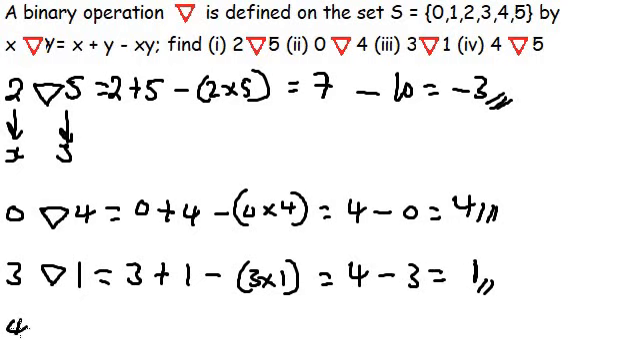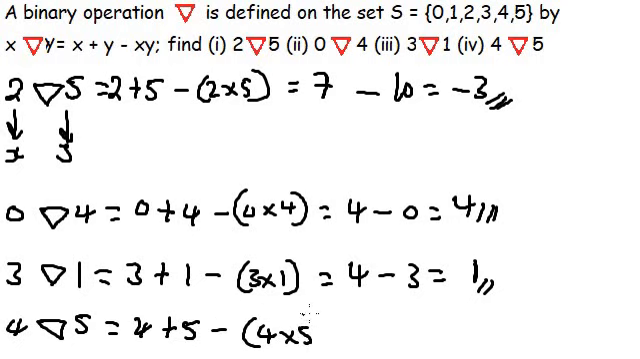And lastly, we have 4 inverted triangle 5. And therefore, that becomes 4 plus 5 minus 4 times 5. 4 plus 5 is 9. And we have 9 minus 4 times 5, which is 20. So 9 minus 20 results in negative 11. And these are the final solutions to these problems.